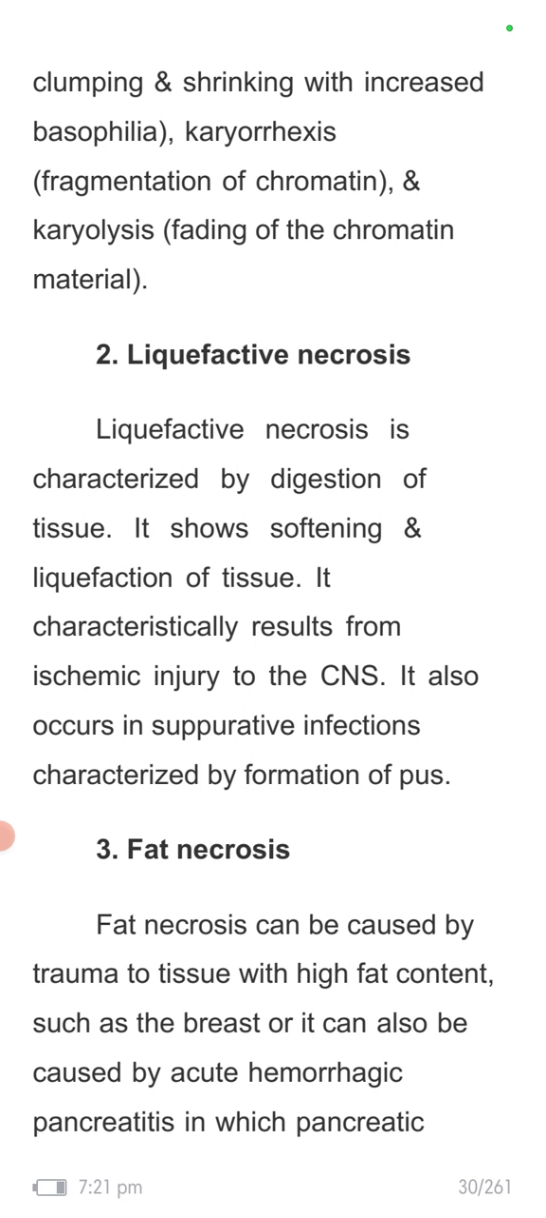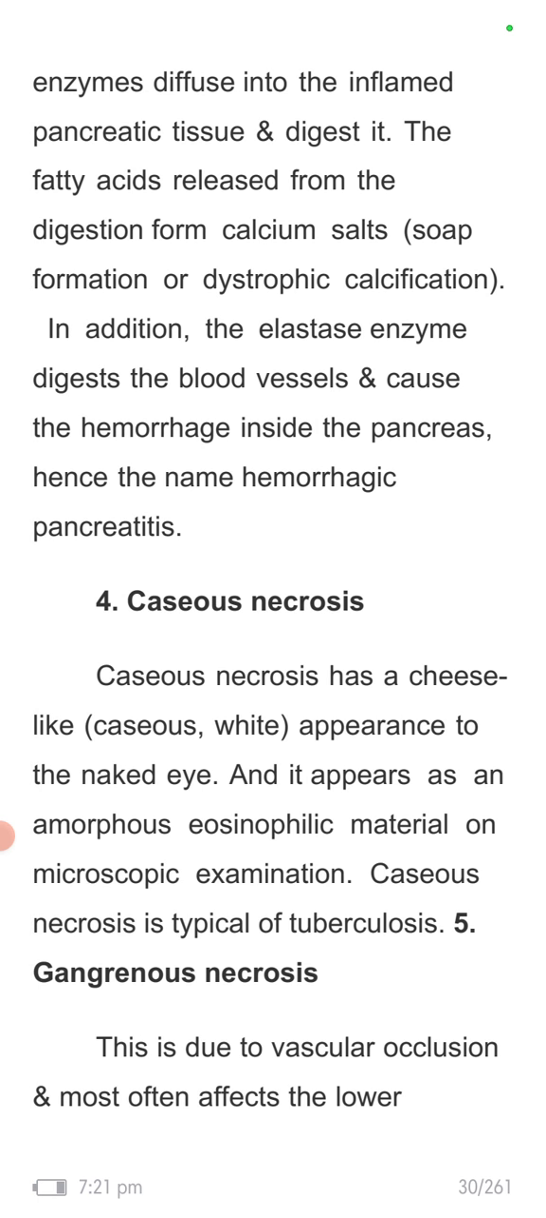Fat necrosis can be caused by trauma to tissue with high fat content such as the breast, or it can be caused by acute hemorrhagic pancreatitis, in which the pancreatic enzymes diffuse into the inflamed pancreatic tissues and digest them. The fatty acids released from the digestion form calcium salts, that is the soap formation or dystrophic calcification. In addition, the elastase enzyme digests the blood vessels and causes hemorrhage inside the pancreas, hence the name hemorrhagic pancreatitis.